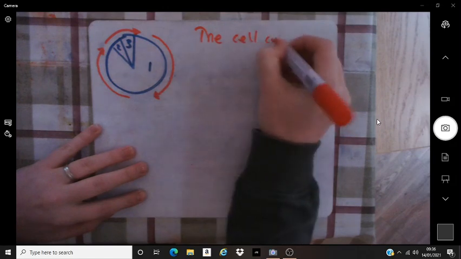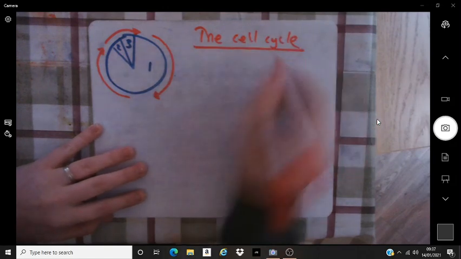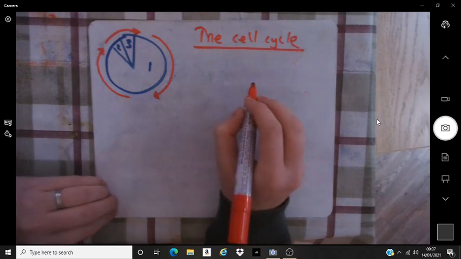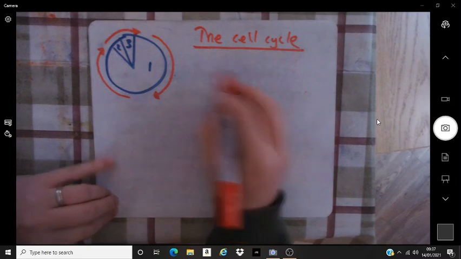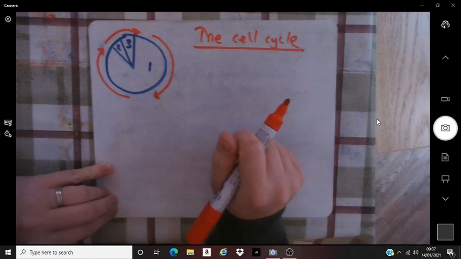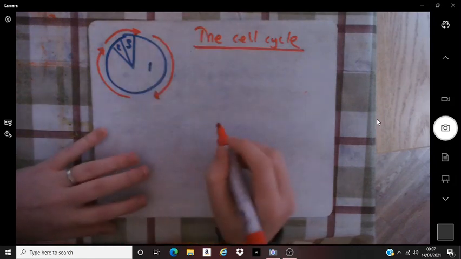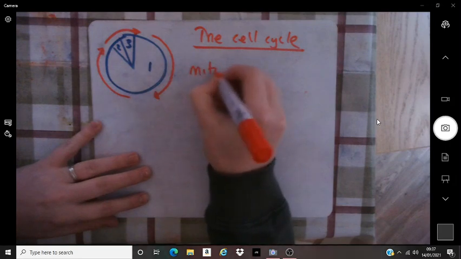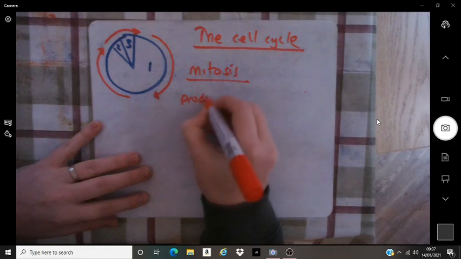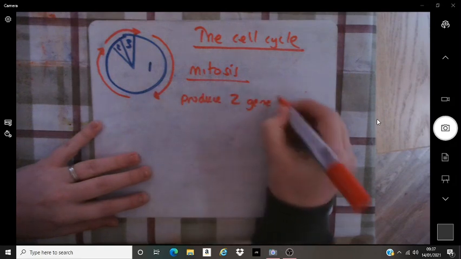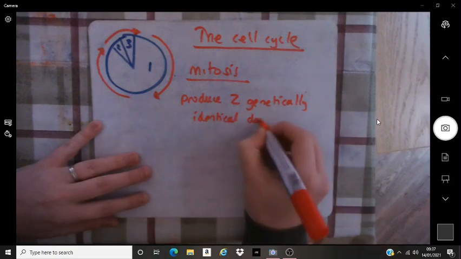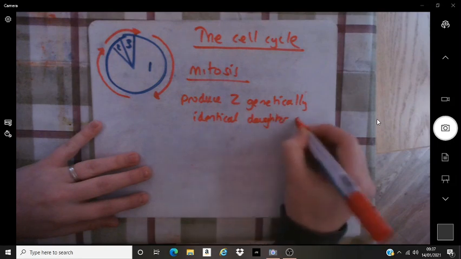And effectively, what we need to think of is that the cell cycle is the constant process of a cell dividing by mitosis. So one cell cycle should mean I get one division of the cell by mitosis. And here's what I know if this is a mitotic division, a mitosis-based cell cycle. I know I should be producing 2 genetically identical daughter cells at the end of this process.